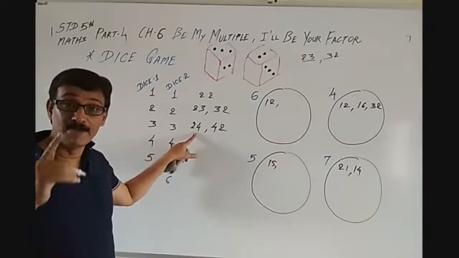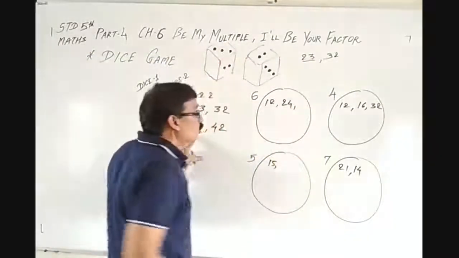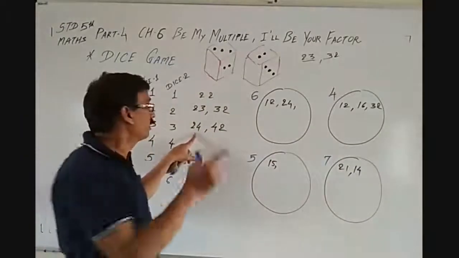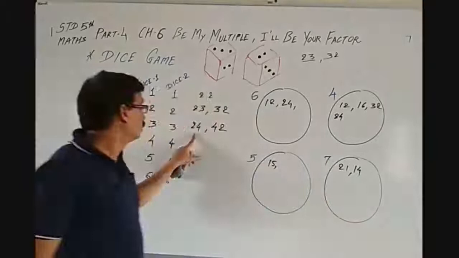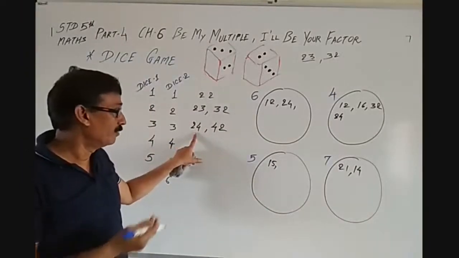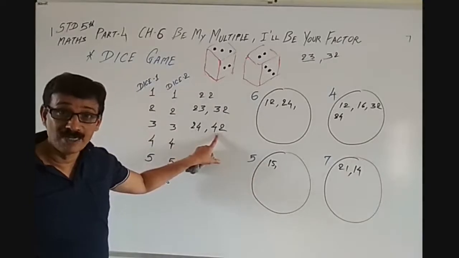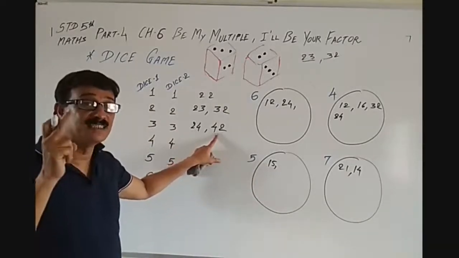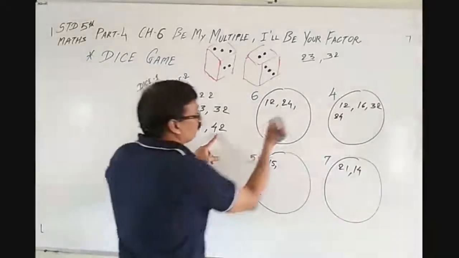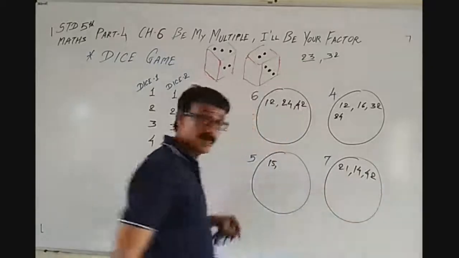24 is a multiple of 6. Yes. 24 is a multiple of 4. Yes. 24 is a multiple of, now 5 and 7 it is not, but 42 is a multiple of, do you know, 6 and 7. 7 6s are 42. So 42 over here and 42 over here, isn't it?